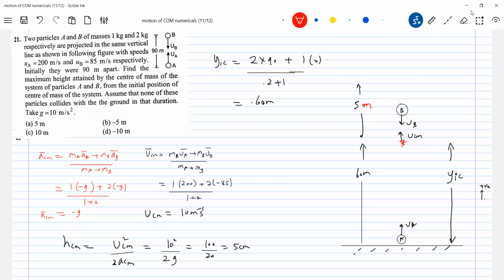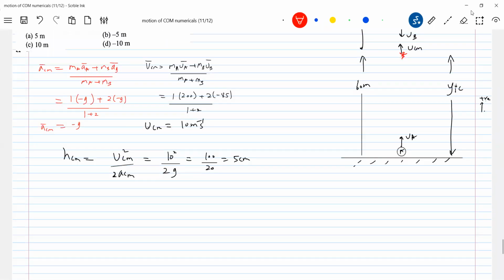When the center of mass is at maximum height, where are particles A and B? They may ask you this also. What is the time taken by the center of mass to ascend to maximum height? That can also be calculated. T equals UCM by ACM. Then with the help of that you can manage. And when the center of mass is at maximum height, where B and A will be, any of these things they can ask you.